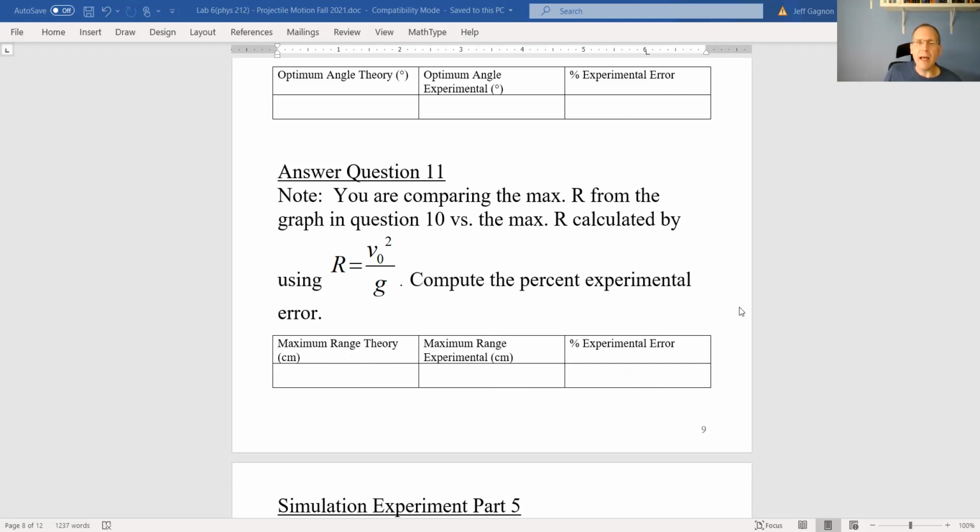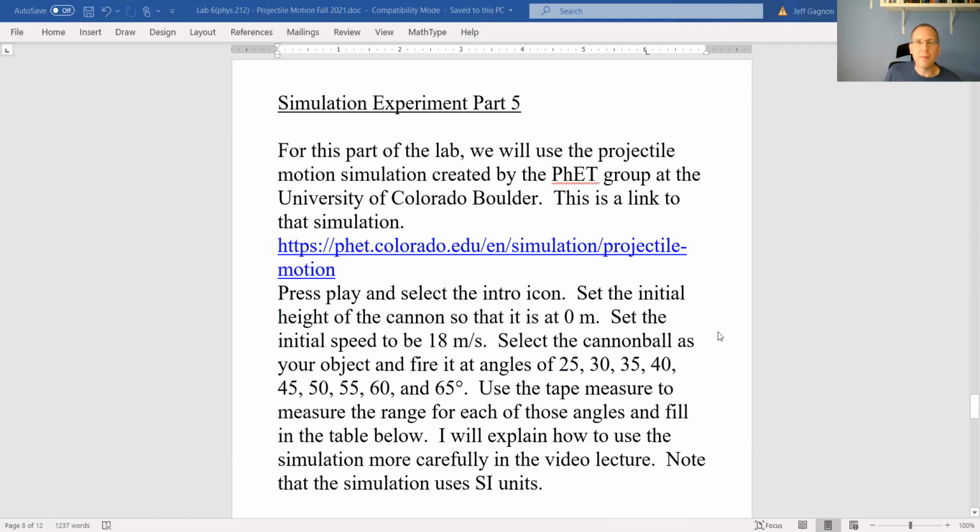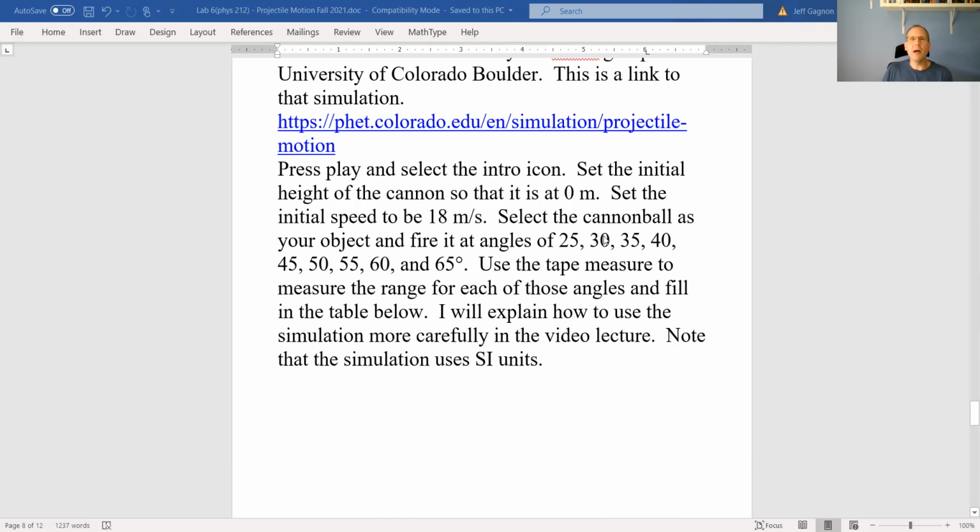All right, and then finally, the last part is very similar, except now we're going to do this range experiment again, but using the simulation. So you want to go to the simulation. I'll show it to you in a second. This is SI units now. You're going to set the initial speed, the v naught of the launcher, to 18 meters per second. And then you want to launch it at these angles: 25 degrees, 30, 35, 40, all the way up to 65 degrees. And then you're going to use a tape measure to measure the range for each of those angles.